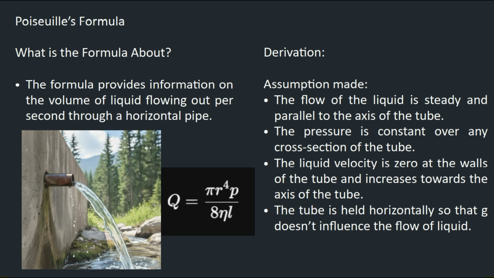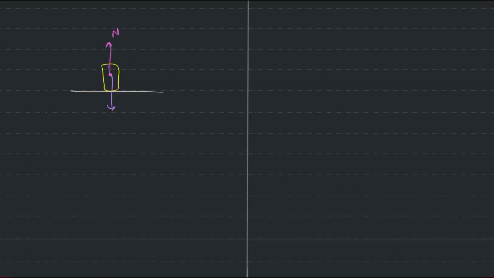Okay, the liquid velocity is 0. That is, the liquid gets stuck to the walls of the tube, and as we go to the center, it increases. Right? You have seen this with your velocity profiling and all of that. The tube is held horizontal so that g, the acceleration due to gravity, does not influence the flow of the liquid. So we're looking at this particular derivation, and for that, we have to make use of a few commonsensical things.